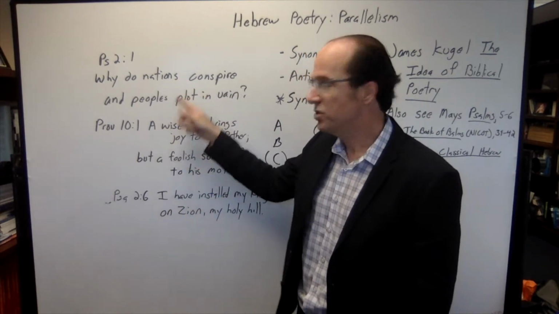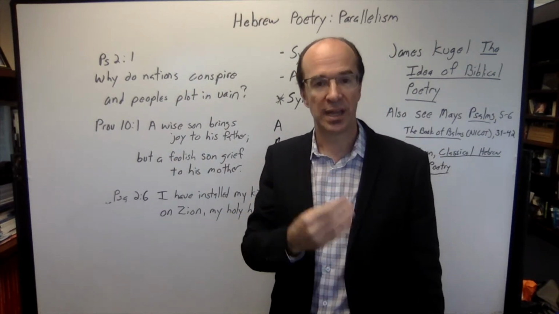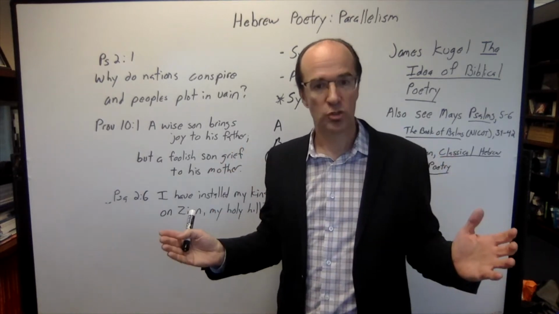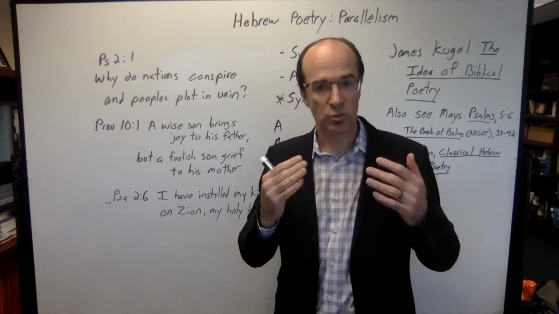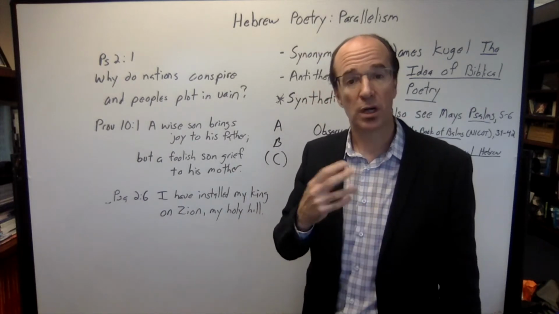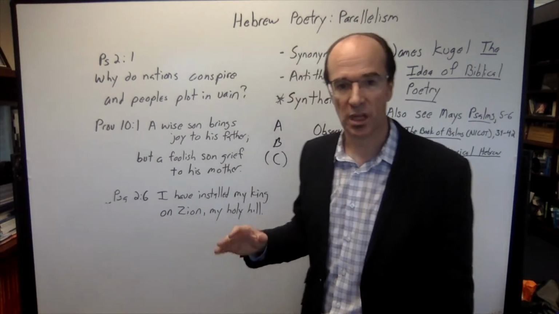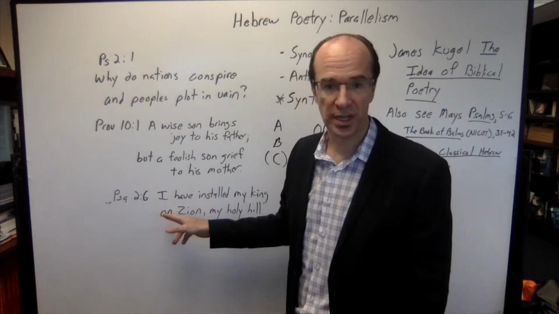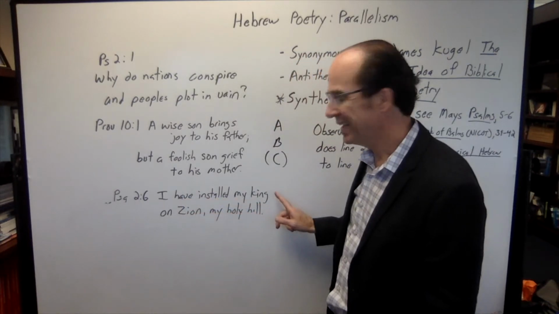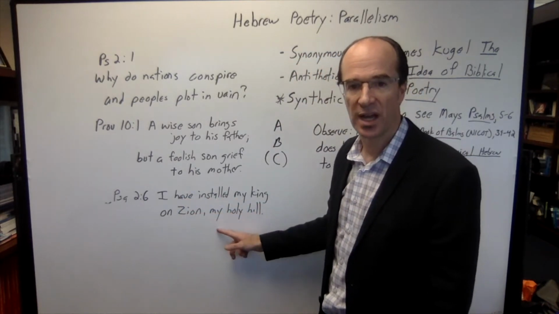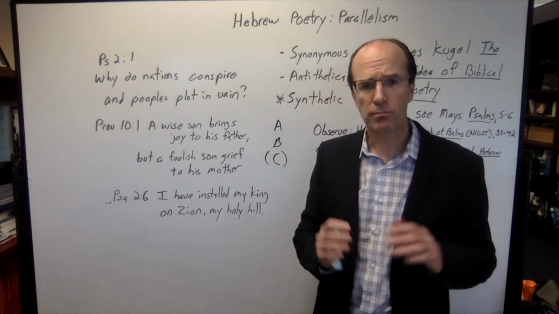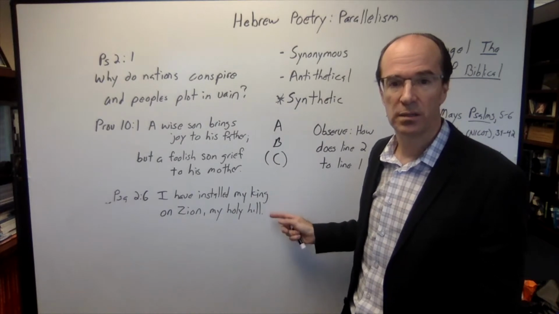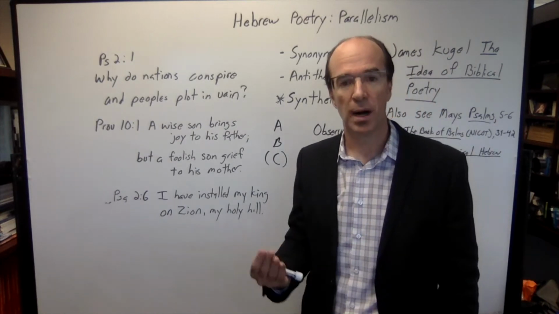Now, again, these two, synonymous and antithetical, are the easiest to spot. But a lot of poetry, as you'll learn as we move through various psalms, has more complex relationships between the lines. And let me start with just a two-line one. Psalm 2:6. I have installed my king on Zion, my holy hill. All right, what's going on here? Again, two poetic lines. Line A, I have installed my king. Line B, on Zion, my holy hill.